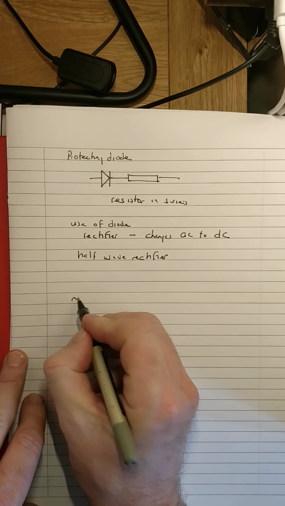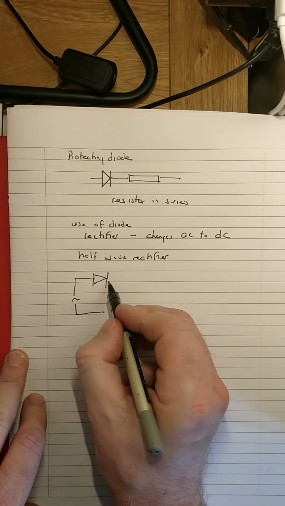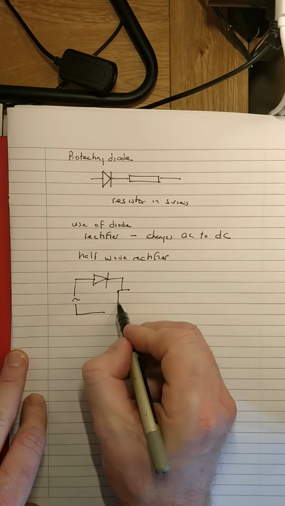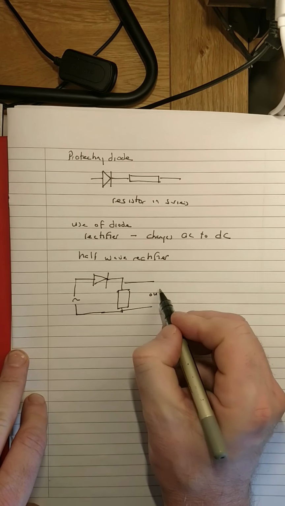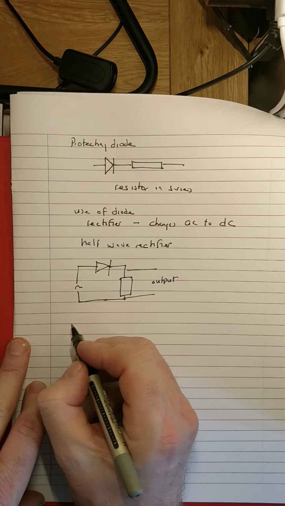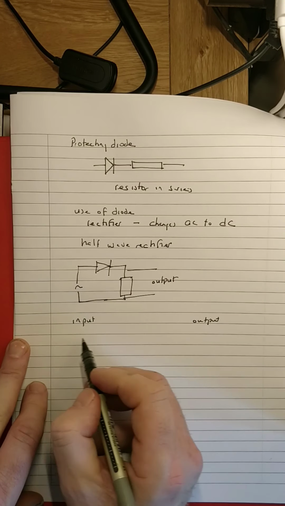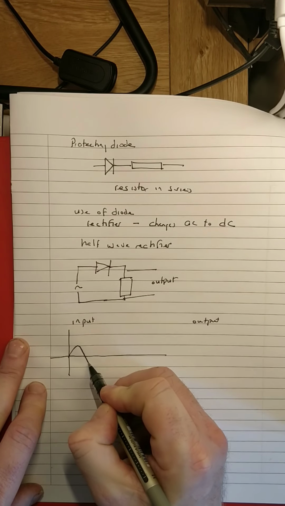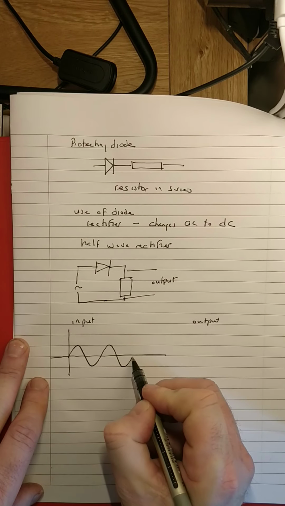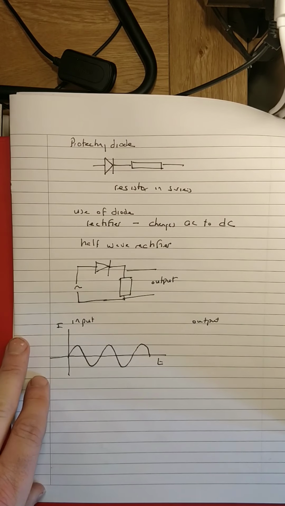So what you have is AC coming in, which goes through the diode. You have what's called a load resistor. This is where the output is going to come across. So the output is here. The input and the output. The input is AC, so it'll look like this. It could be a current against time, or it could also be a voltage against time.